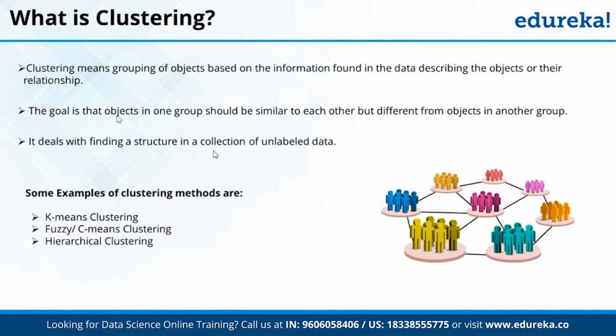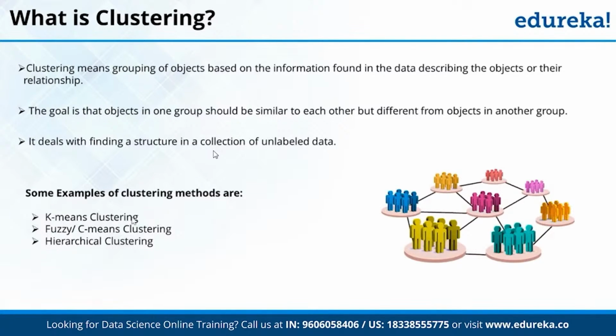The goal is that objects in one group should be similar to each other but different from objects in another group. That is what I mentioned, right? It deals with finding a structure in a collection of unlabeled data. These are some of the techniques. K-means clustering, which is highly used.